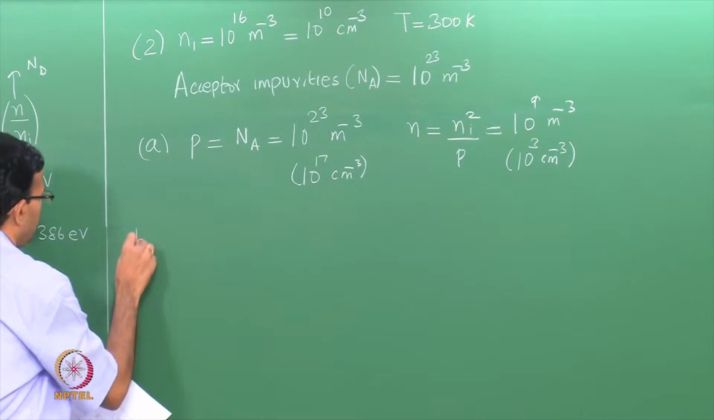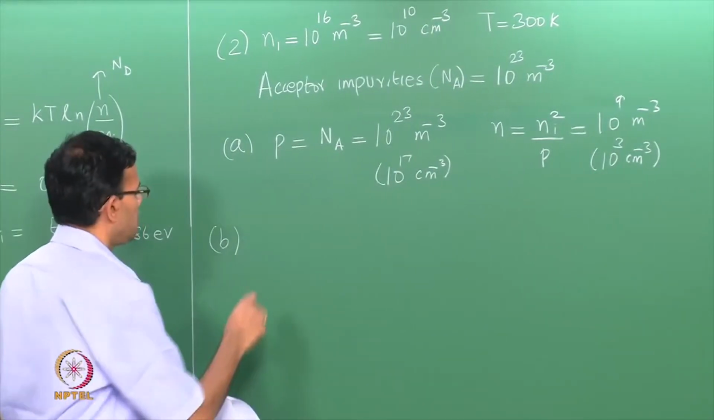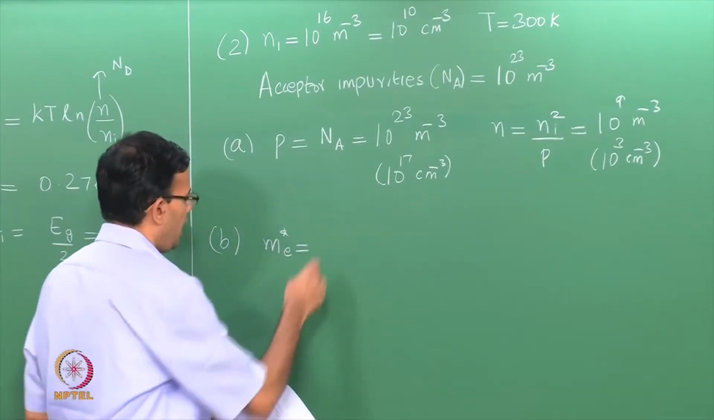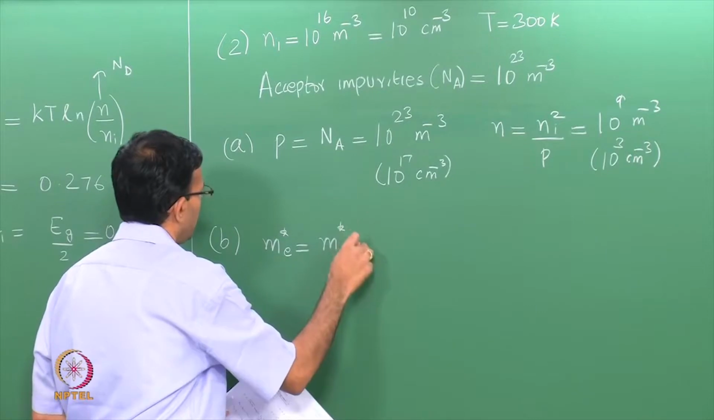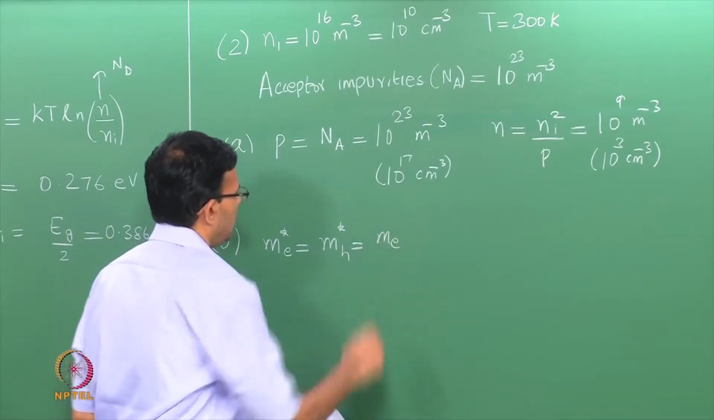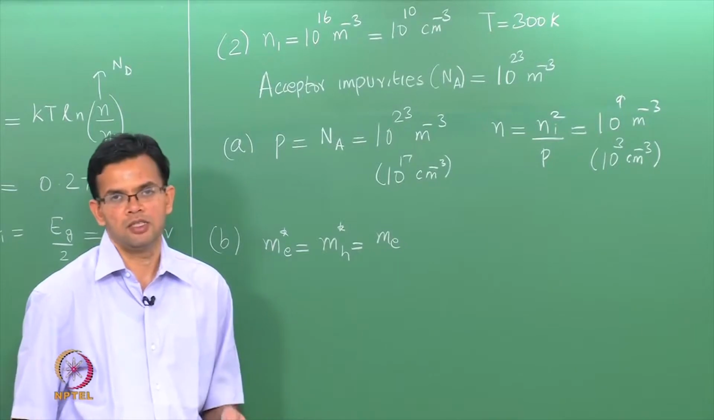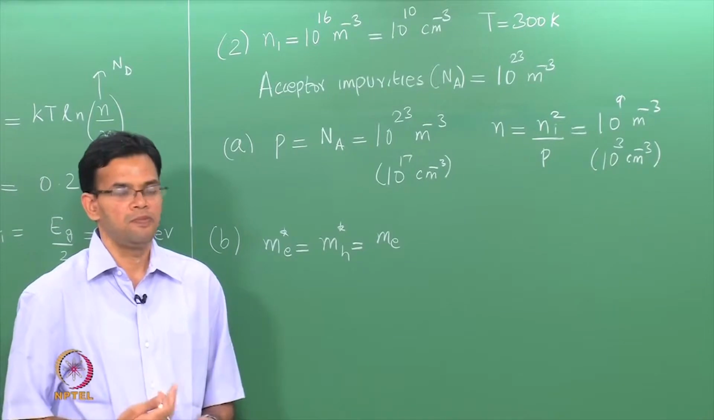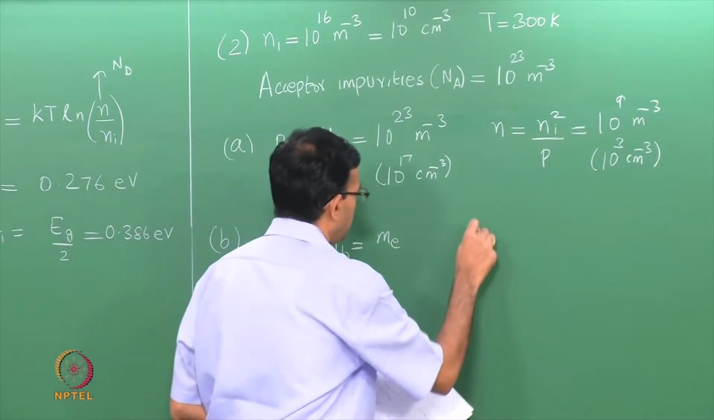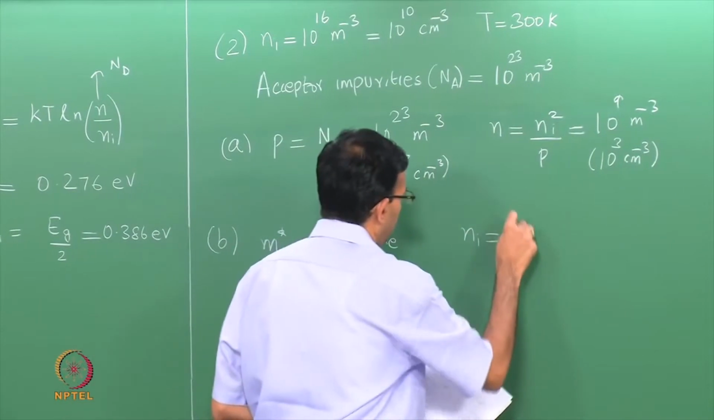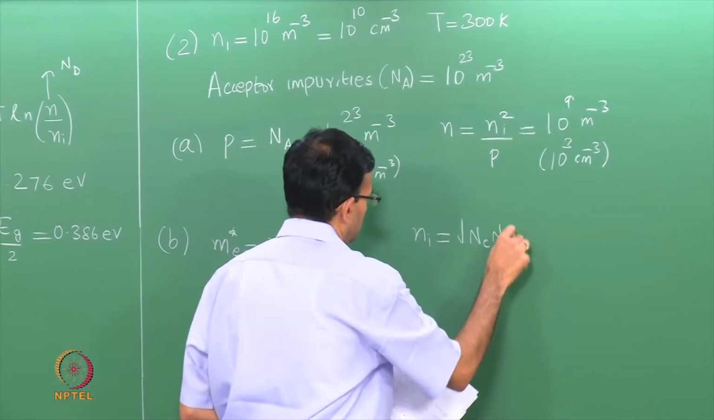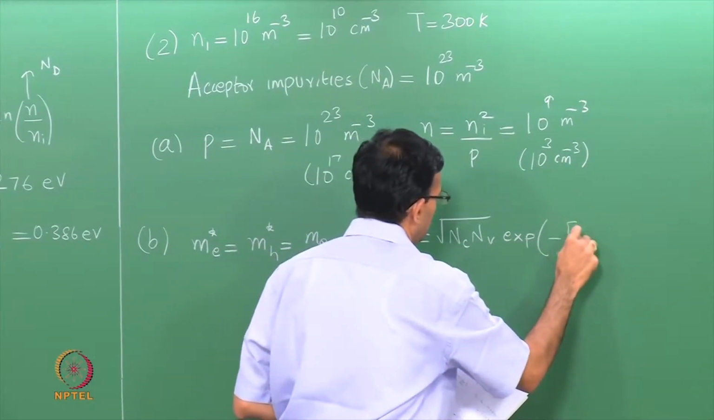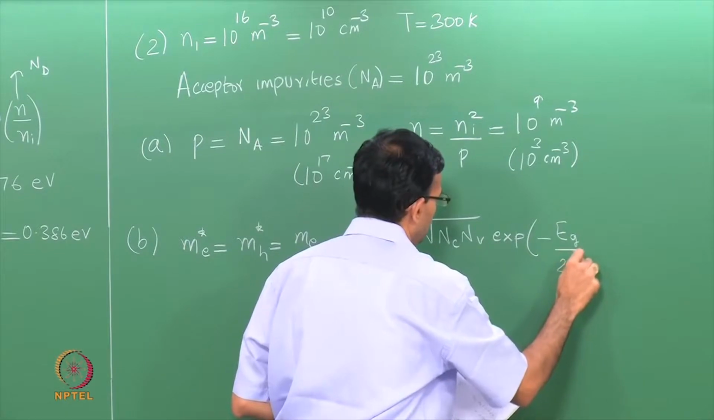So, this is part A. In part B, we are given that Me star, which is the effective mass of the electron, and Mh star, is nothing but Me. Me is the rest mass of the electron. Once again we have to calculate Eg. We know the value of Ni. Ni is square root of Nc Nv exponential minus Eg over 2 kT.